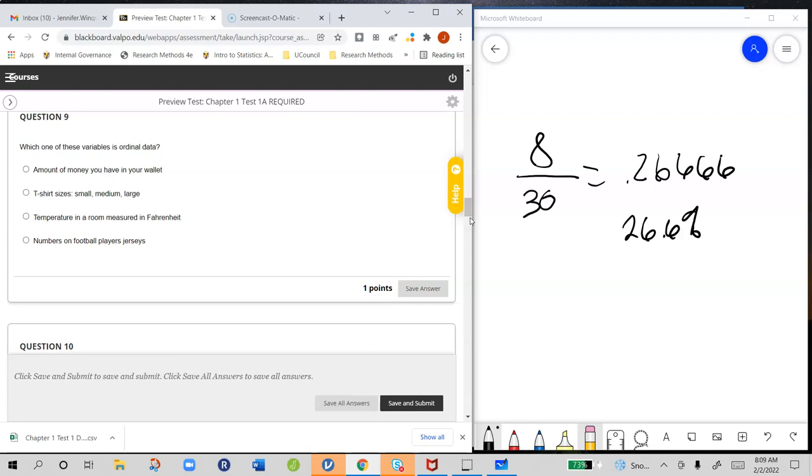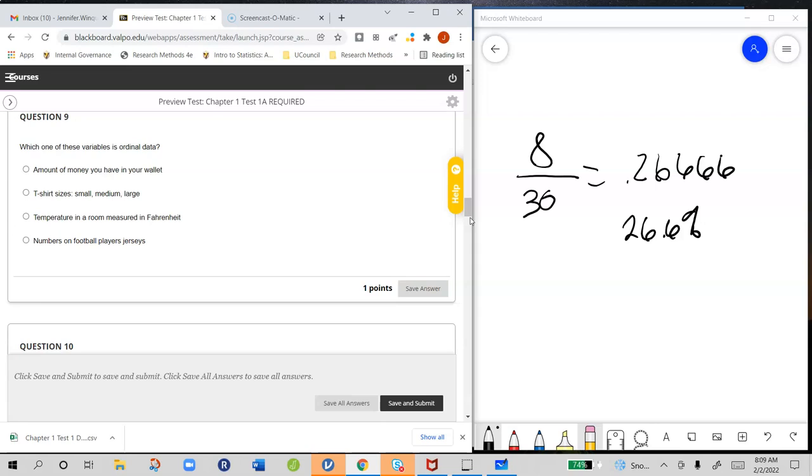If I look at t-shirt sizes, small, medium, and large, that's a good example of ordinal data, right? We know that medium is bigger than a small and a large is bigger than a medium, but we don't know by how much. The distance between those categories might not be the same.